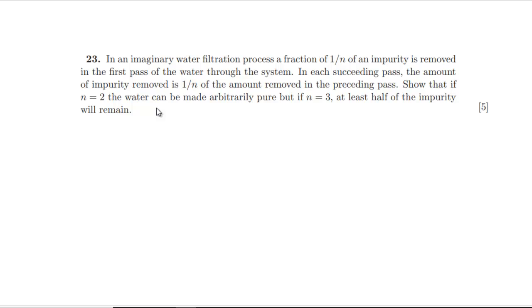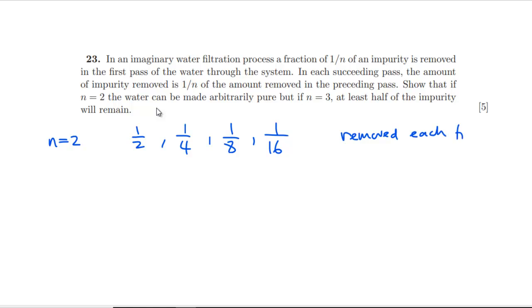Right, so we're just setting up. If n equals 2, we're going to get a half, then a quarter, then an eighth, then a 16th. This is what you're removing each time. So we want the sum to infinity, which is a half over 1 minus a half, which equals 1, i.e. all removed.